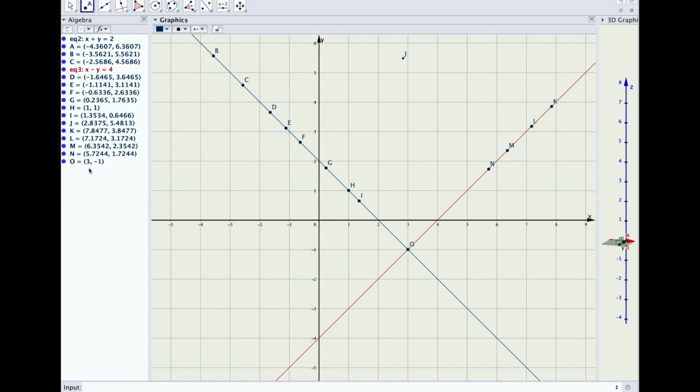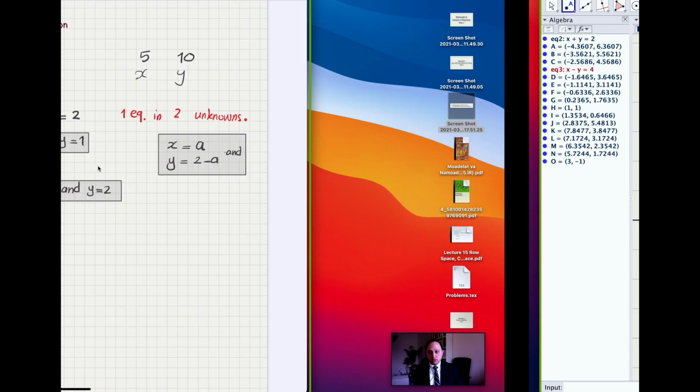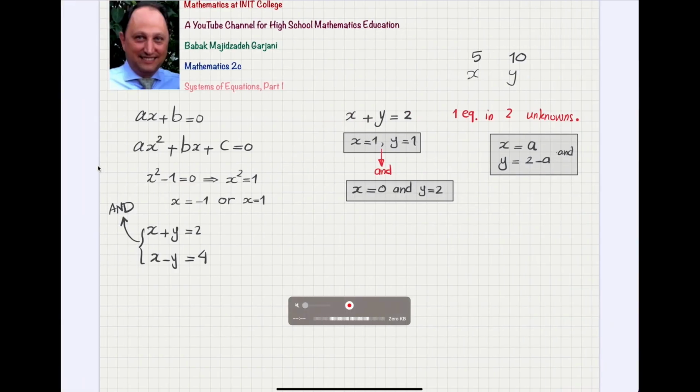But how do I interpret these 2 numbers? I would say the first number is the x value that I was looking for, and minus 1 is the y value. So let us go back and confirm that. You remember that x is 3, y is minus 1. Let me check this one. x is 3 plus y is minus 1. Is it equal to 2? True.